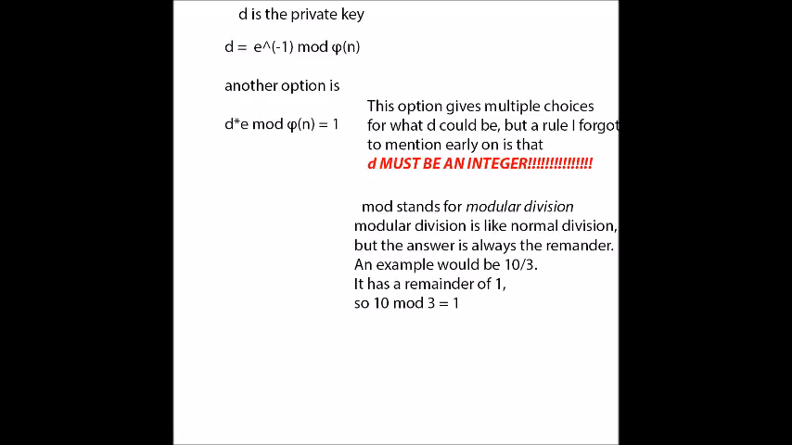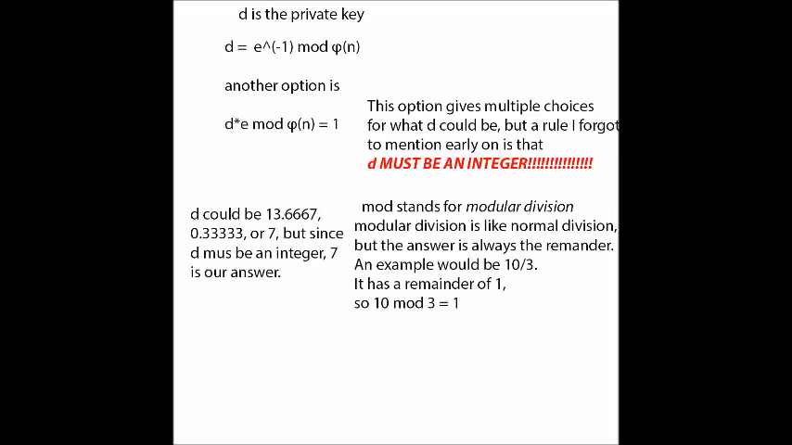There are multiple answers that could be d. So d is not a set thing. You kind of have to pick it. There are multiple ways to get this. There's the equation I just gave you. Then there's d times e mod phi of n equals 1. And that's easier for picking a value for d.